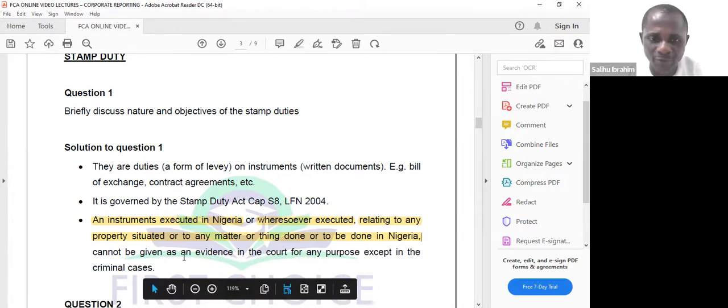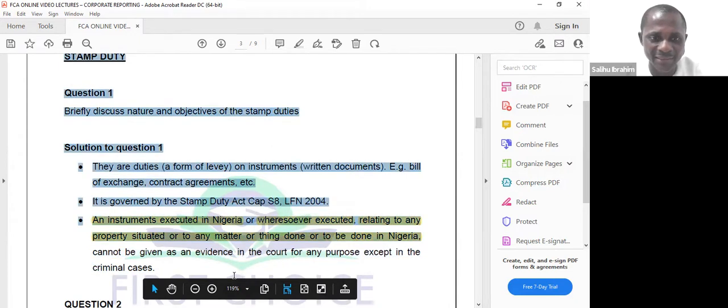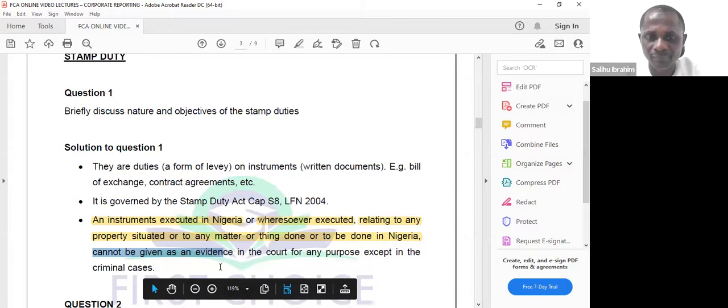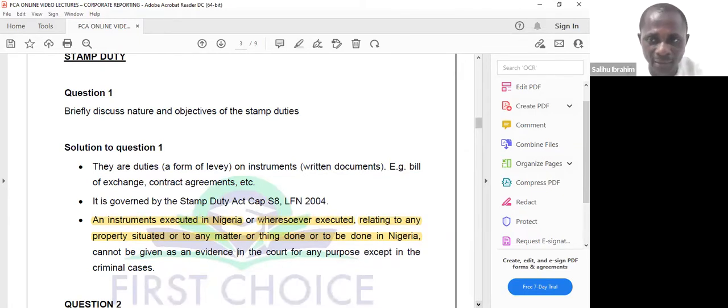So if it is not stamped, what is it? It cannot be given as evidence in court for any purpose except in criminal cases. So when you have an instrument that is not stamped, you can't use it in a court of law except in the case of criminal matters. This is what we mean by stamp duty and the nature of stamp duty.